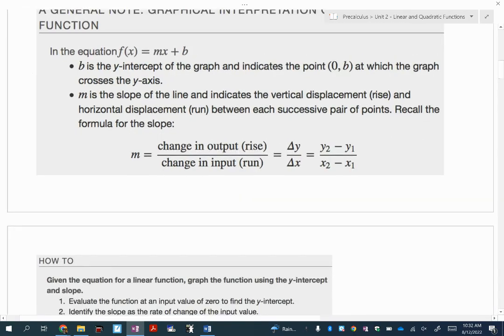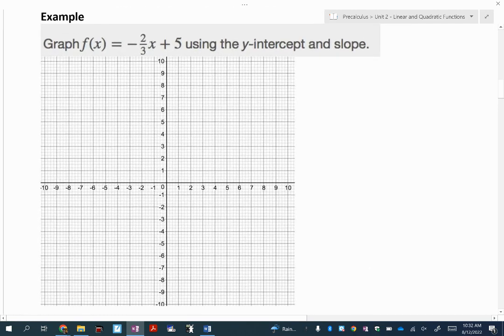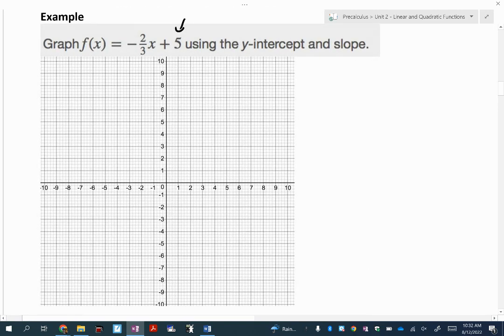Now we can do the same thing here on this next example. Using that y-intercept of 5, so 0, 5, and the slope of negative 2/3, so up 2, then left 3, and then down 2 and right 3. And then make your line.